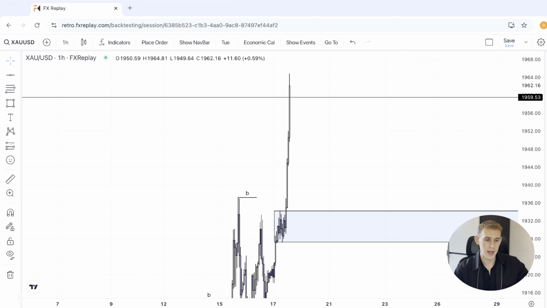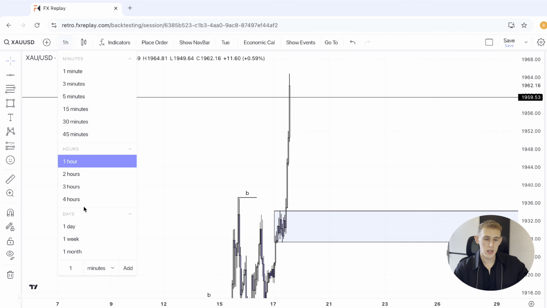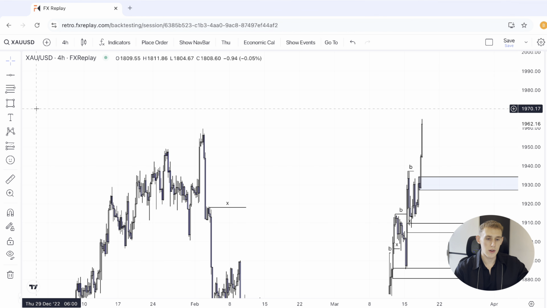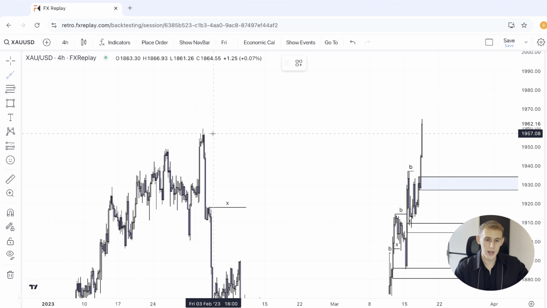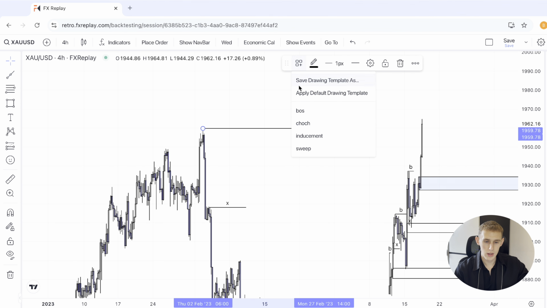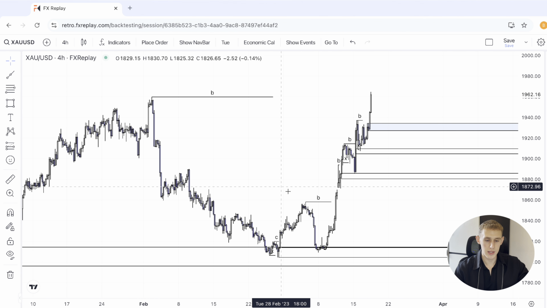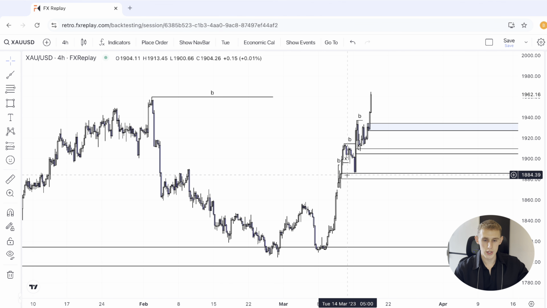Okay, so that external liquidity was now taken. So we've now had a main breaker structure, and this, if you guys remember, was that external trend high on the daily time frame, in fact. So we can get rid of all of this because this is now irrelevant, because this was the internal structure.